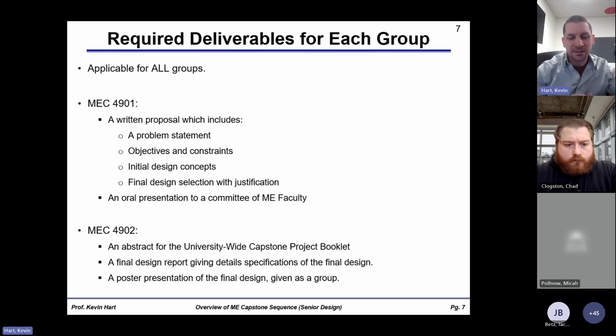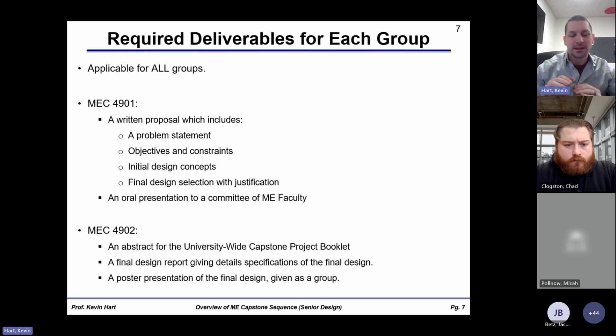You also have an oral presentation at the end of the fall, usually occurs Friday of finals week, where you stand in front of a committee of at least 3 mechanical engineering faculty and talk about your design, what you plan to do, why you've picked what you've picked, defend your design with calculations, things like that.